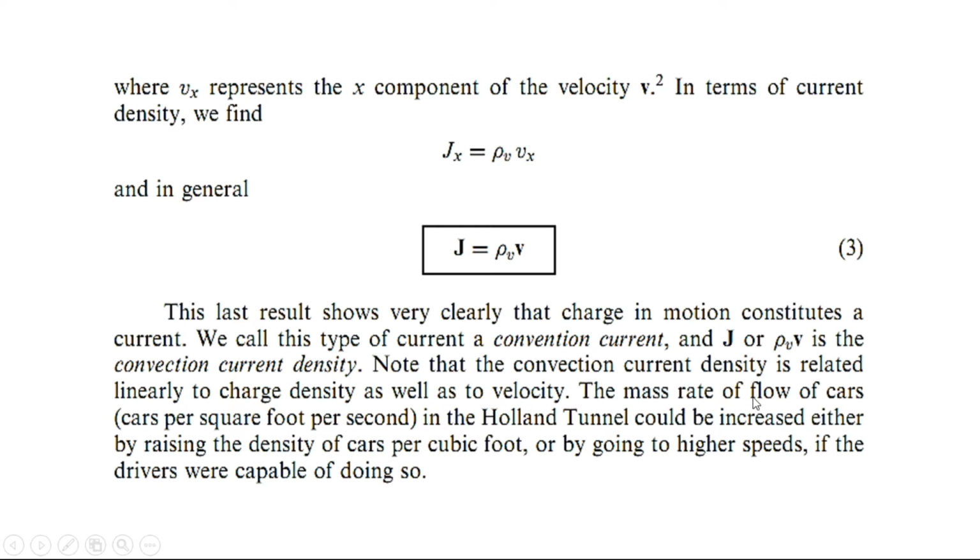Like the mass rate of flow of cars in the Holland Tunnel could be increased either by raising the density of cars per cubic foot, or by going to higher speeds if the drivers were capable of doing so.